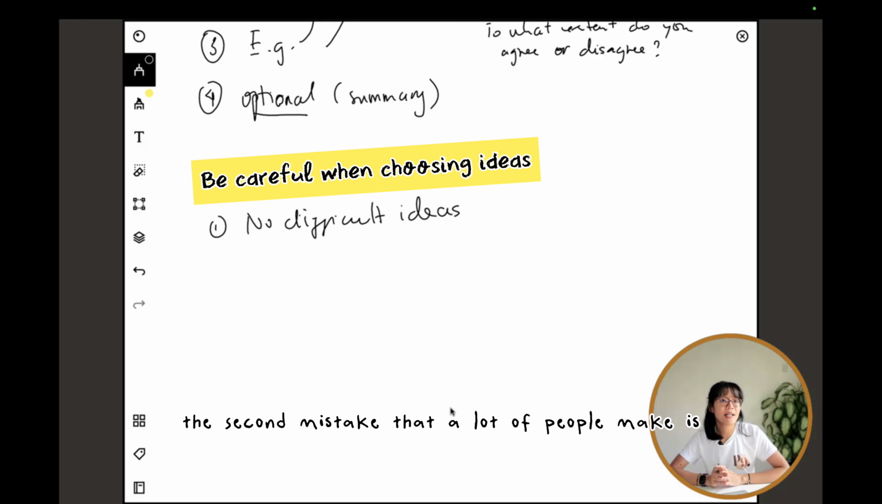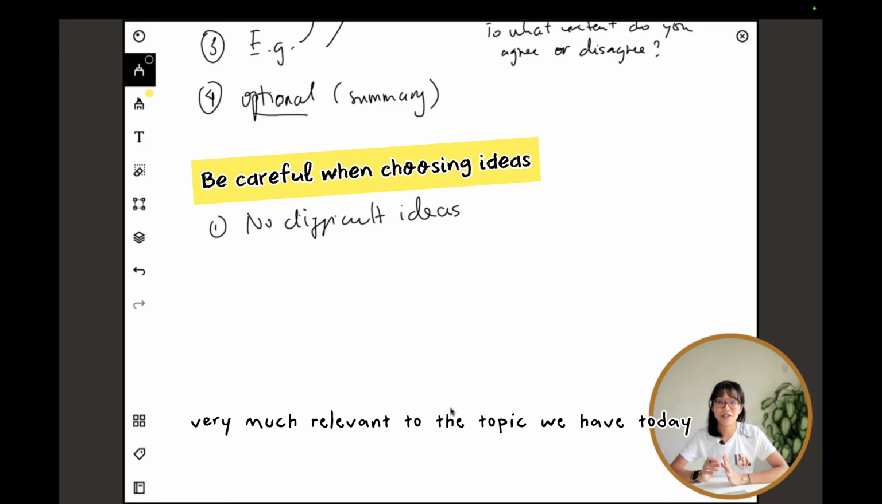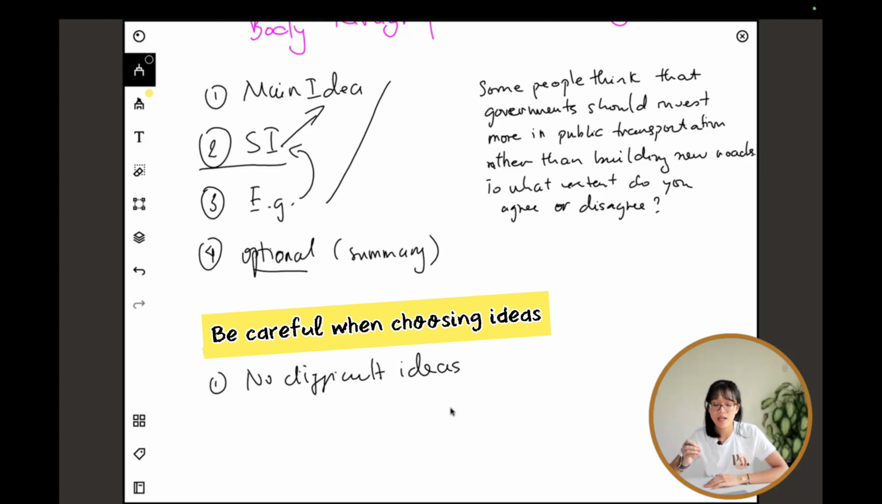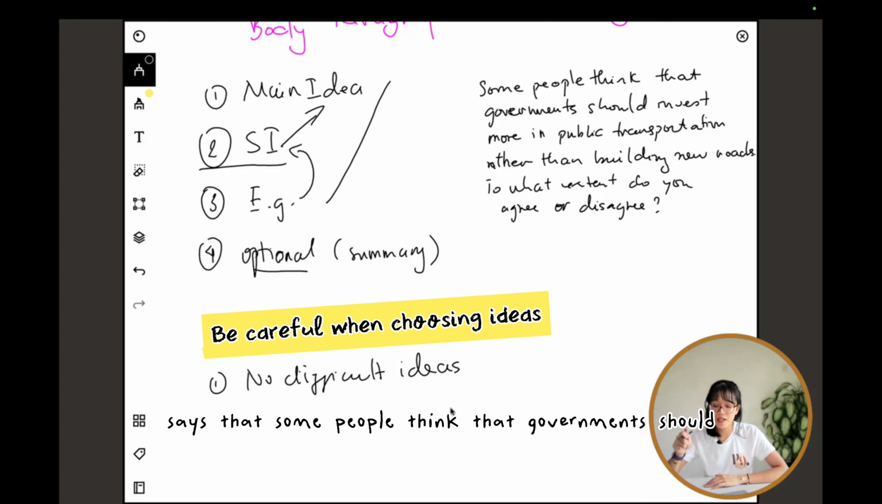The second mistake that a lot of people make is very much relevant to the topic we have today. So over here we have the topic about public transportation versus building new roads. And the task here says that some people think that government should invest more in public transportation rather than building new roads.